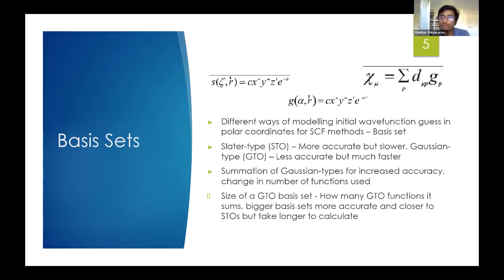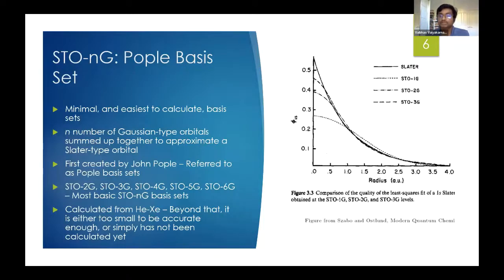So instead of using one Slater-type orbital, we take multiple Gaussian-type orbitals, add them together, multiply them by a constant so that they approximate a Slater-type orbital. And this is what we call a Gaussian-type orbital basis set. So the more Gaussian types we add on to each other, the closer it's going to approximate a Slater-type orbital. And in turn, the closer it's going to approximate the real wave function of the atom. One of these Gaussian-type orbital sets is what we call the Pople basis sets, because they were first synthesized by scientist John Pople. And we also call these the STO-nG basis set.